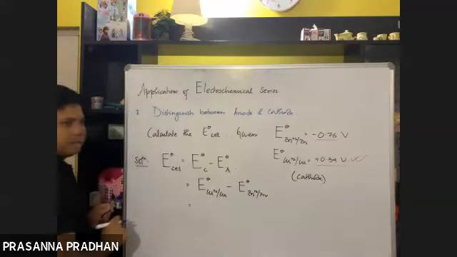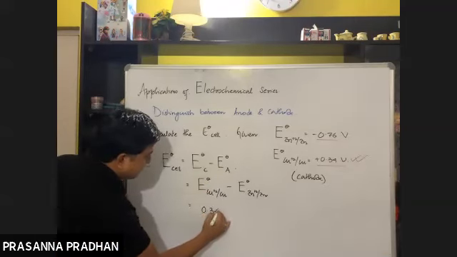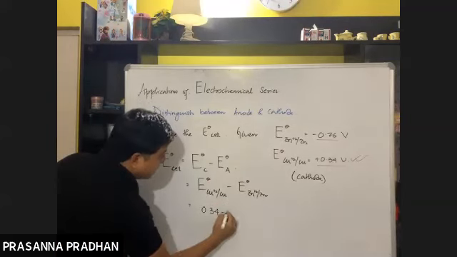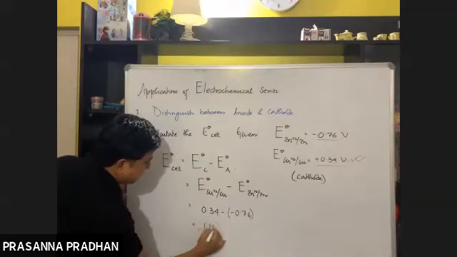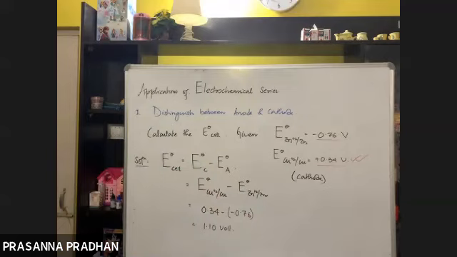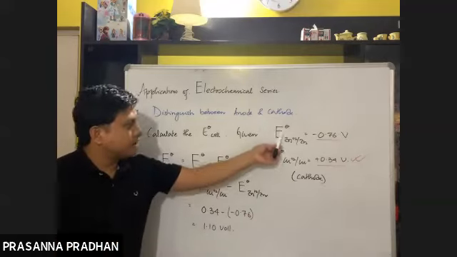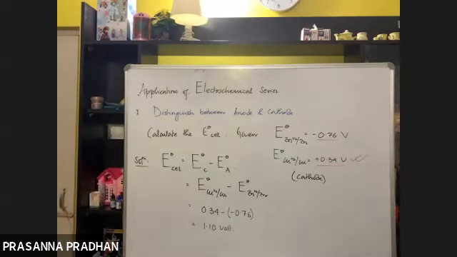Fine. Now what is the value of copper? Plus 0.34 minus zinc electrode, minus 0.76 volt. So what is the answer? 1.10 volt. So our answer is 1.10 volt. So in this way, just by comparing the values, we can easily predict which one will behave as a cathode and which one will behave as an anode.